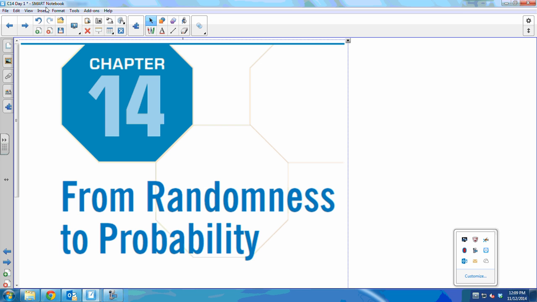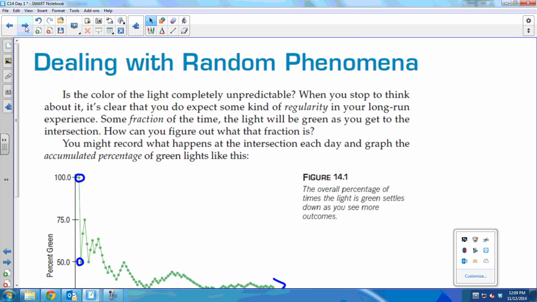So you always hit this red light. So you're like, okay, well, I'm going to start tracking this because I want to know how often I hit this red light.